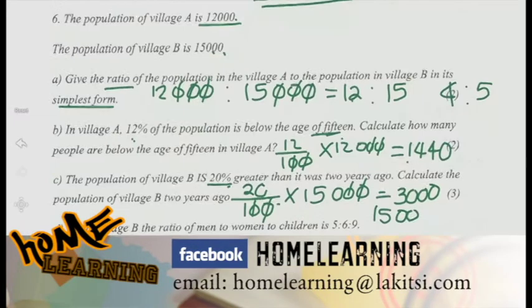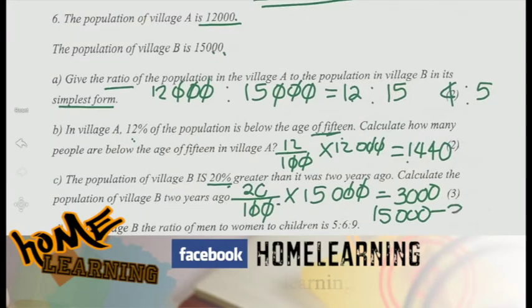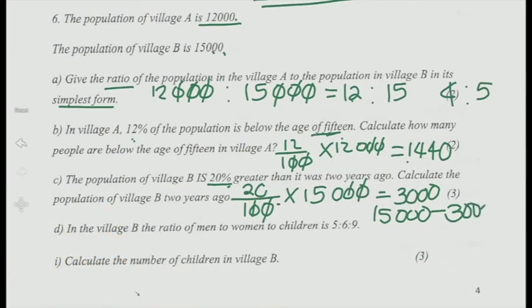So it's going to be 15,000 now minus 3,000, leaving us with 12,000. So the 12,000 is the population of village B 2 years ago.